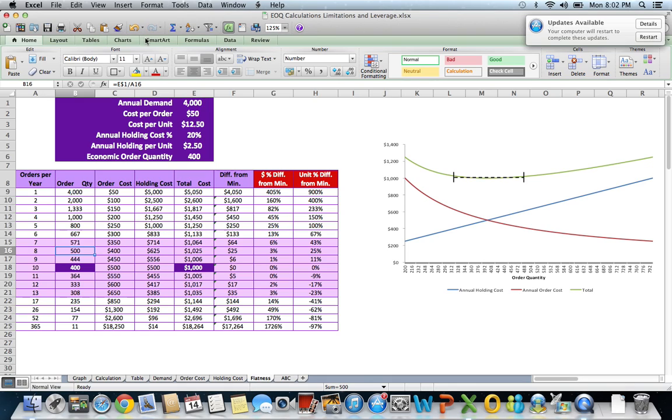So the EOQ is obviously not perfect. However, it is an excellent way to recognize the trade-off between carry cost and order cost, understand that they both need to be considered, and blend it with a very healthy dose of common sense.